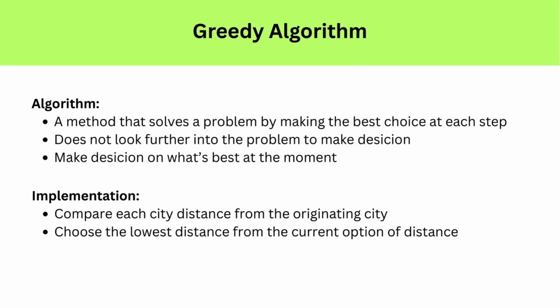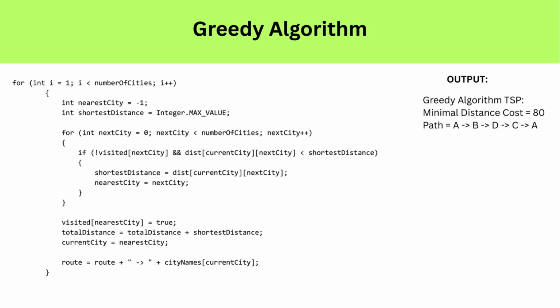Hello, my name is Nur Alisa and I'll be explaining about greedy algorithm. Greedy algorithm is a method that solves a problem by making the best choice at each step, but it does not look further into the problem to make decisions and only makes decisions on what's best at the moment. It works by comparing each city's distance from the starting city before it chooses the lowest distance from the current option of distance. In this code, the algorithm tries to find the nearest city at every step.